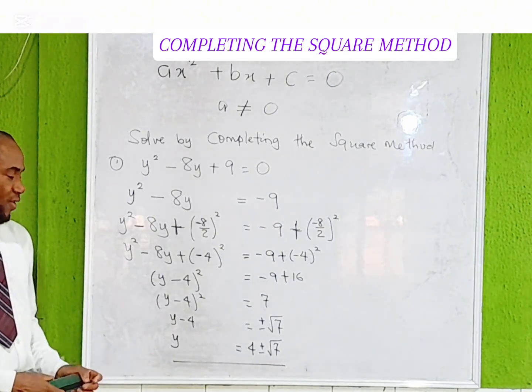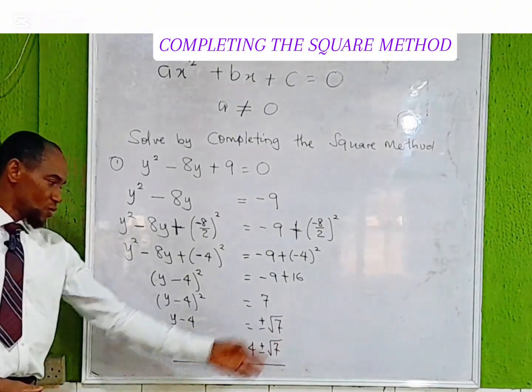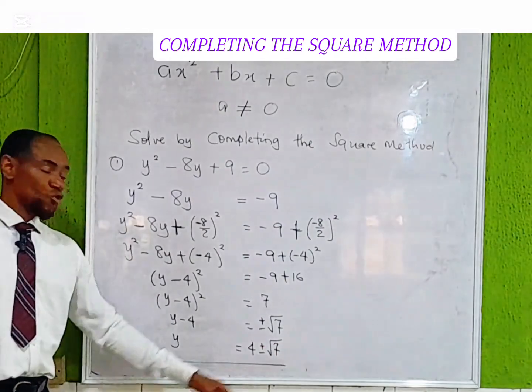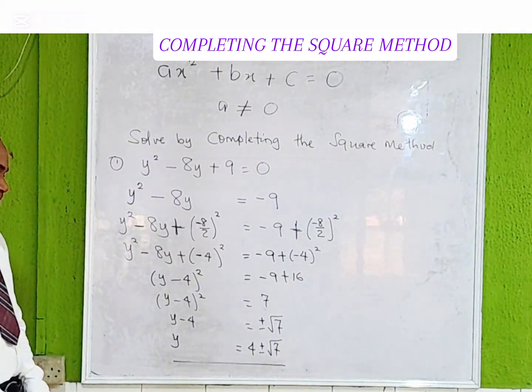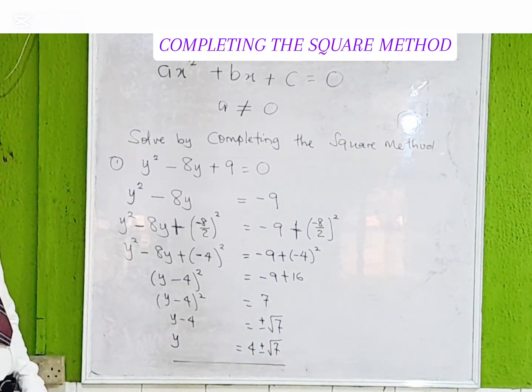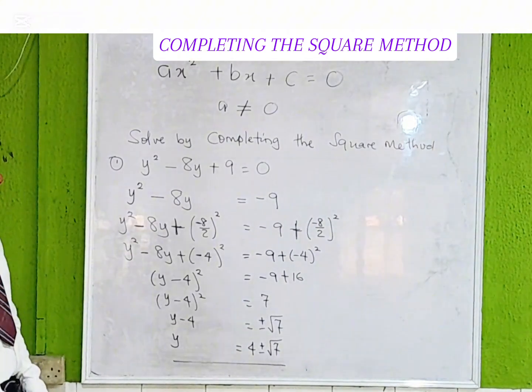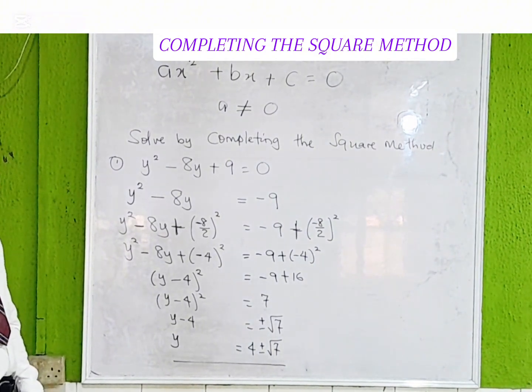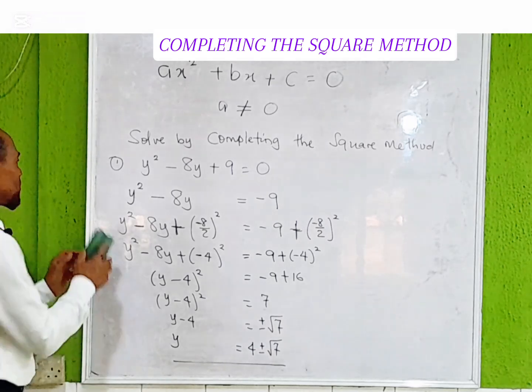That is completing the square method. If the question requires, you can use your calculator or other devices to compute root 7. You add that to 7 and also subtract from 7. And that is the solution to the problem by completing the square method, which I believe you found a bit interesting. But with the second example, you're going to get it clearer, I believe. So let's move on.